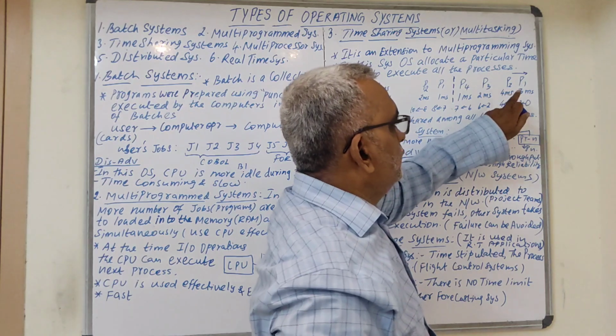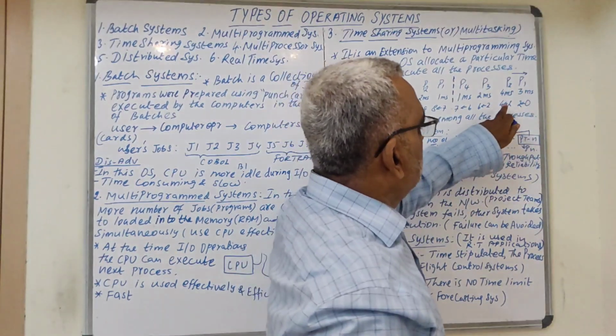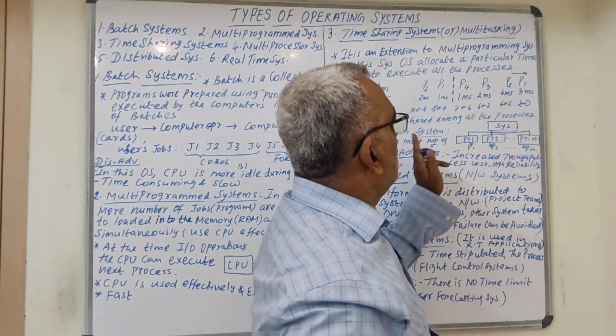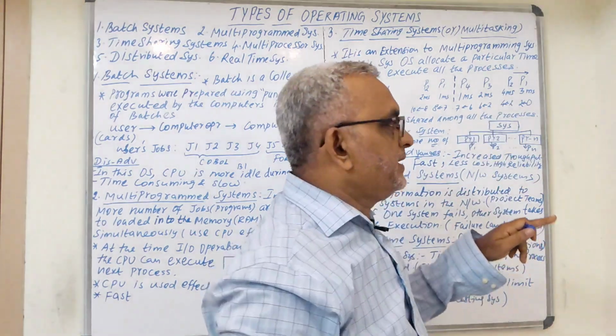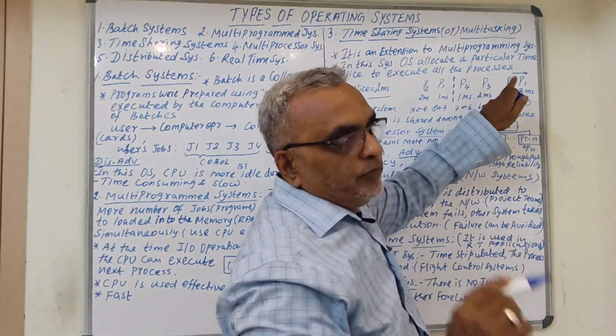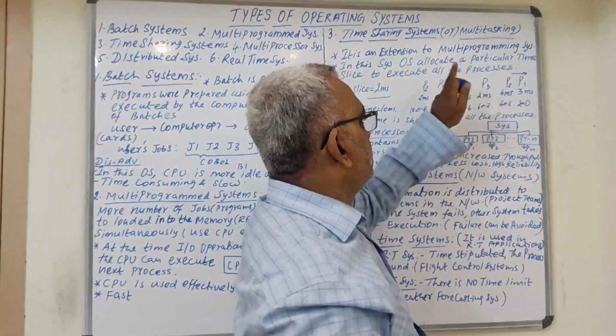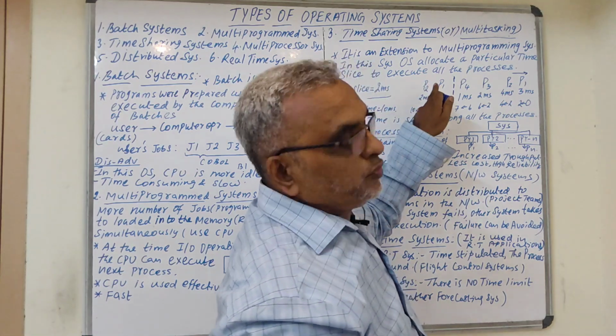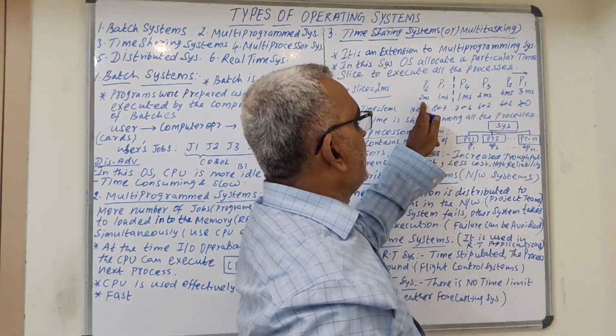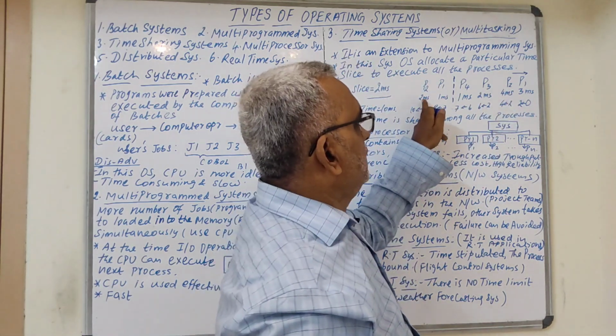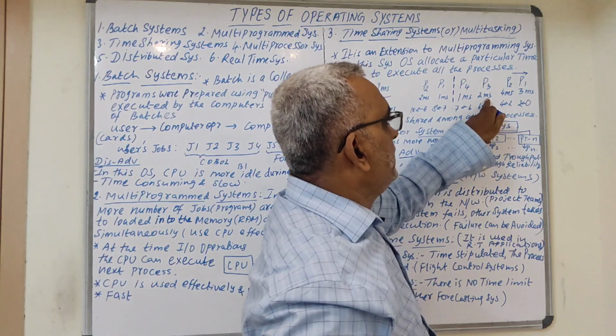Similarly, process 2 requires 4 milliseconds of time, but only 2 milliseconds is provided by the operating system. Again, process 2 requires 2 milliseconds to complete its execution. So process 2 is again moved to the last of the queue. Now process 3 requires 2 milliseconds of time.